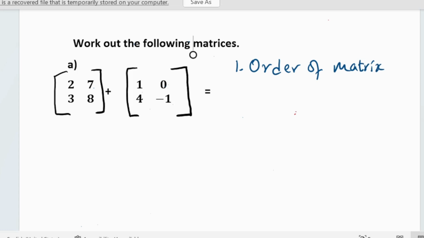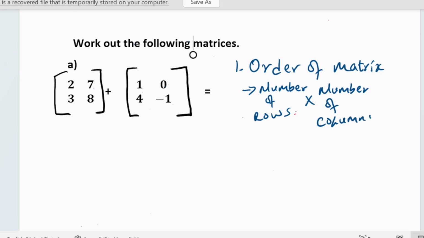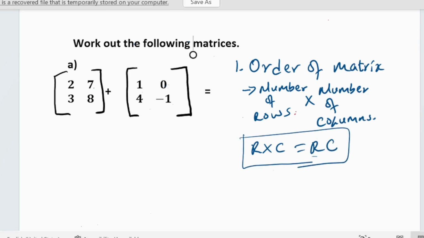Now, how do you determine the order of a matrix? The order of a matrix is equal to the number of rows multiplied by the number of columns. So it is R multiplied by C, or what we call RC. For easier remembering, you can just say RC, number of rows multiplied by number of columns.